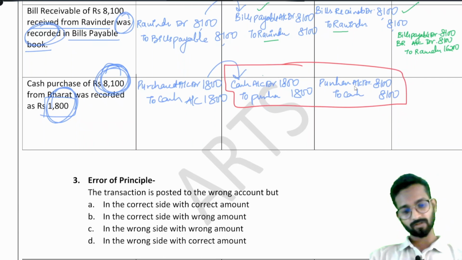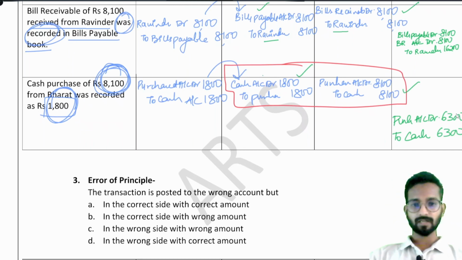Cash account, cash, and here also purchase and purchase. So focus. Cash account debit 1,800, credit 8,100. So it will come to cash 6,300, and it will appear here purchase account debit 6,300. Understood? This is our error of recording. These are the capsules. You have to practice like this only. Like this only you will get thorough with the rectification.